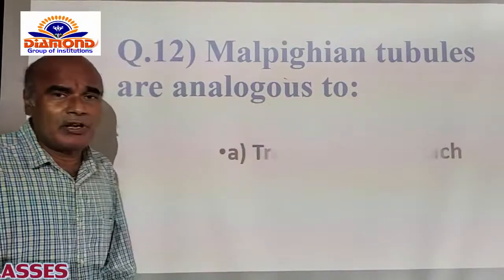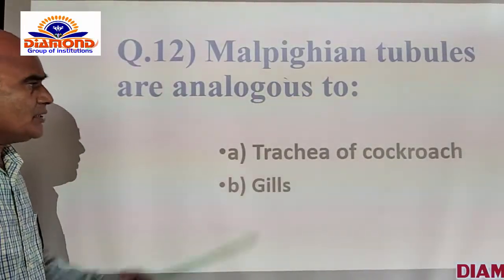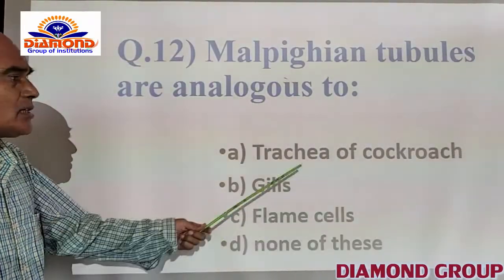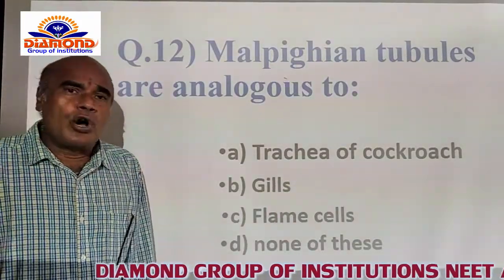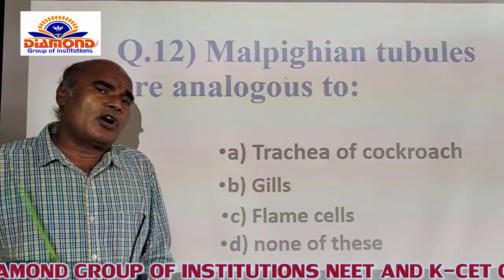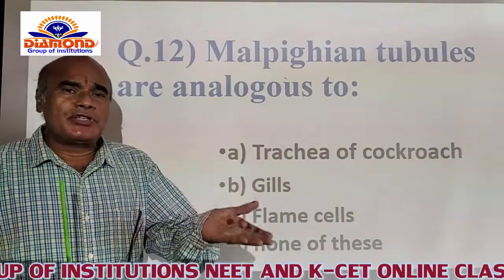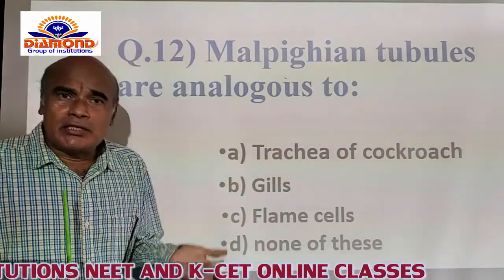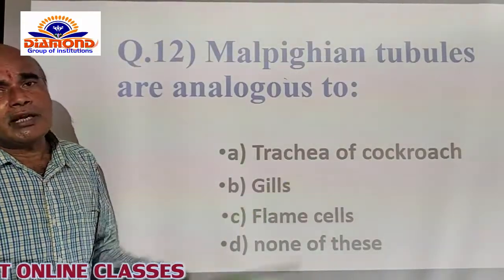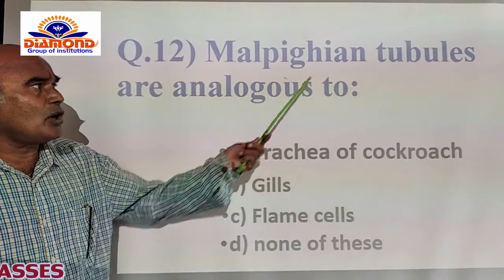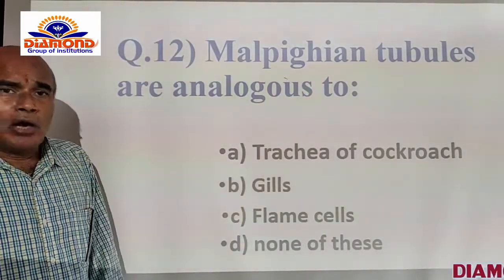The options are given like this. A is the trachea of the cockroach. As I said, the tracheal system is a unique system which is always functionally helpful to the cockroach in inspiration and expiration, or else in the respiration of the cockroach. Whereas gills are helpful in respiration, but gills are not present in the cockroach itself.